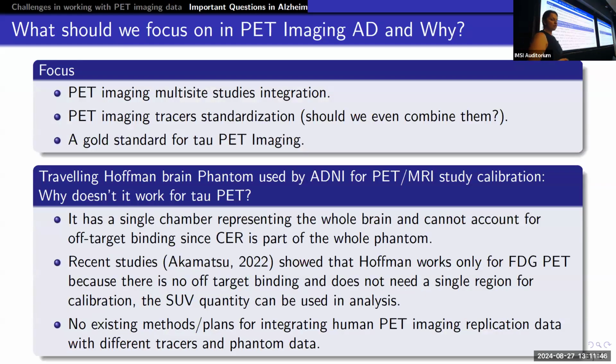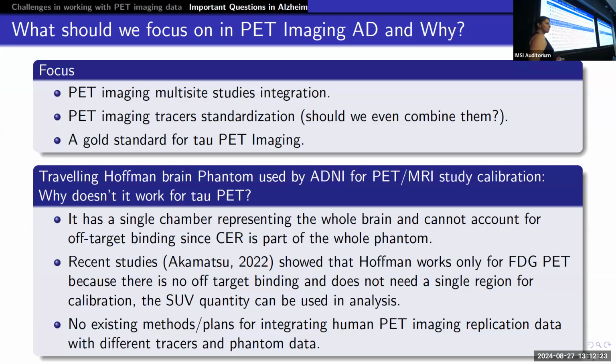So what should we focus on in PET imaging in Alzheimer's disease and why? Again, this is my opinion and the struggles that I've been dealing with for recent years: this multi-site integration of the studies, okay, and PET imaging tracer standardization. One of the things we've been talking about is, should we even combine them? The distributions are different. I would like the opinion of people that know a lot more in terms of chemistry and physics about this. I work with a lot of people, and there is a lot of discussion about whether we should even combine them, thinking about clinical trials, right?